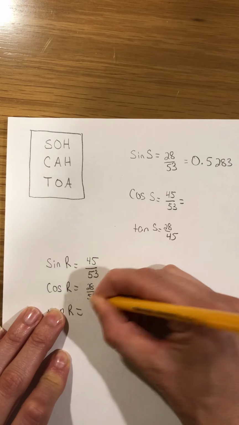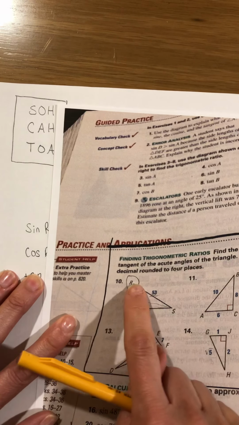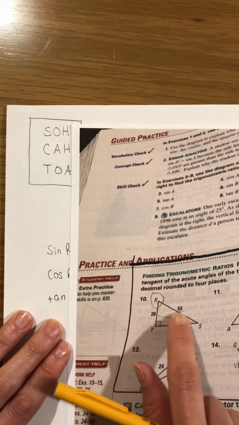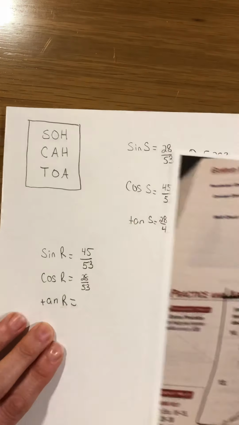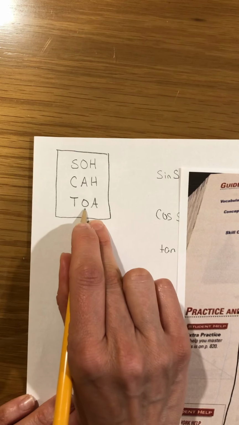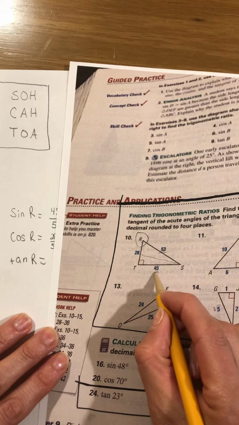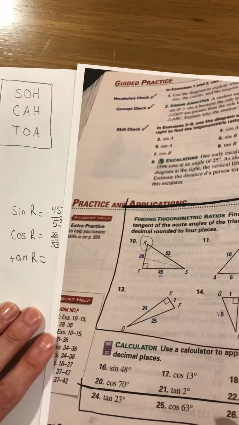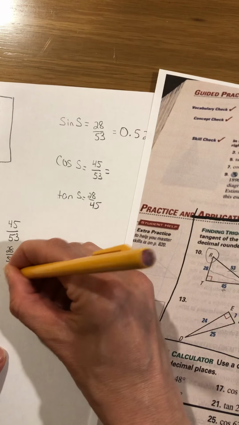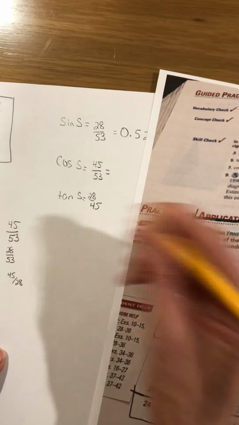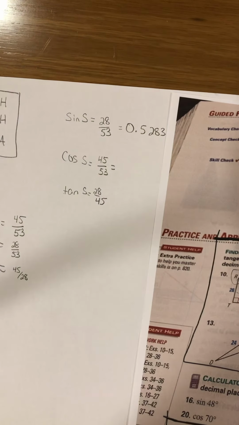28 over 53. We'll just check that real quick. Cosine of R, adjacent over hypotenuse. Adjacent is 28, hypotenuse is 53, 28 over 53. Yep, that's what we have. Tangent. Tangent is opposite over adjacent. Opposite, 45 over adjacent, 28. 45 over 28. Okay, so that's all of them for 10.